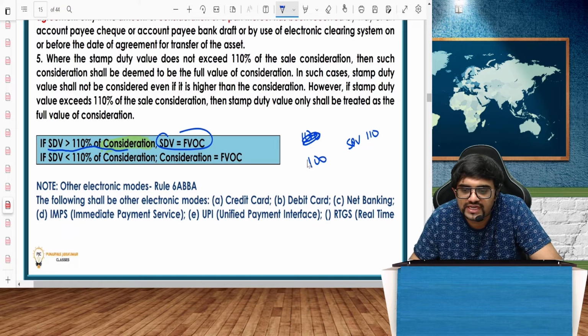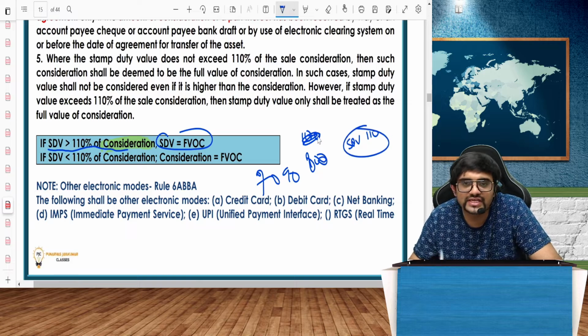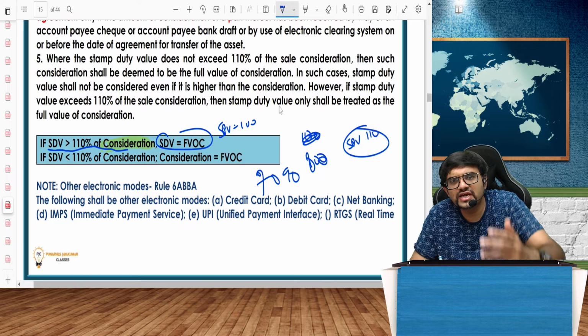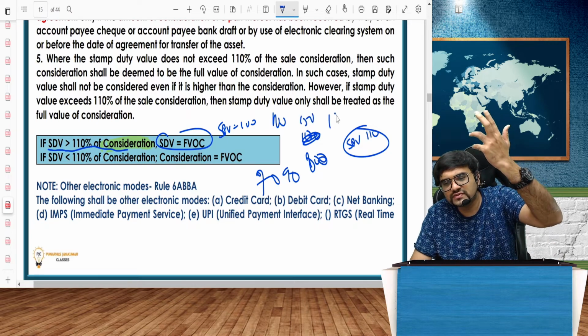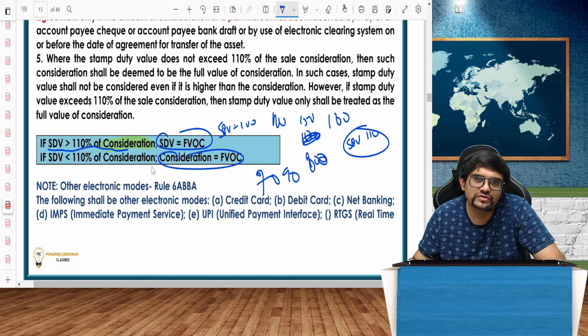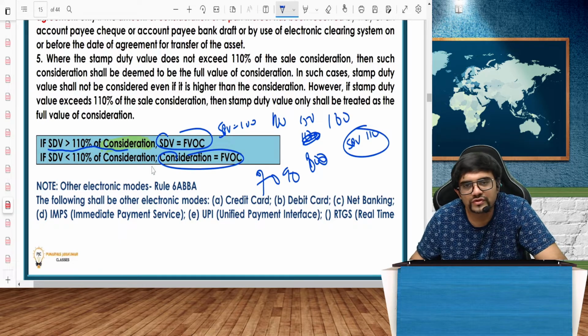Now you are selling at 80 lakhs, 90 lakhs, 70 lakhs and all those things, then nothing doing. Then what will happen? I will still put the SDV. But SDV is 100 lakhs, and you are selling at 180 lakhs, 150 lakhs, 160 lakhs. So what is your wish? Consideration will be the FVOC. So the 10% threshold is given.